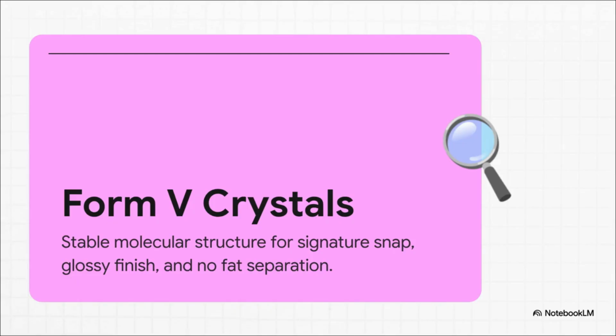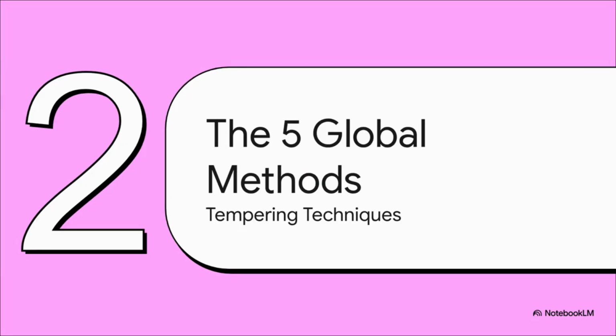But form V? Well, form V is the holy grail of pastry science. It's this highly stable molecular structure that gives professionally tempered chocolate its signature sharp snap, that beautiful glossy mirror finish, and it totally prevents the cocoa fats from separating out. So every single technique, every tiny temperature shift we're about to discuss, it all has one single ultimate scientific goal, forcing the generation of these dominant form V crystals.